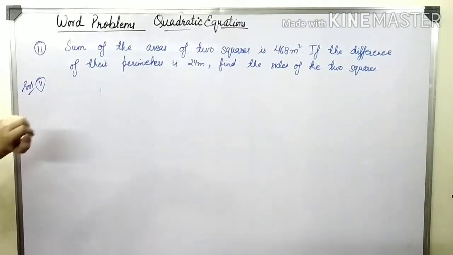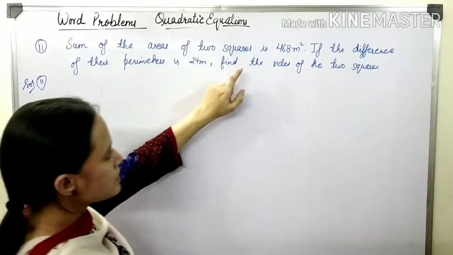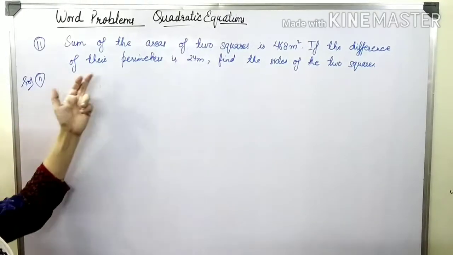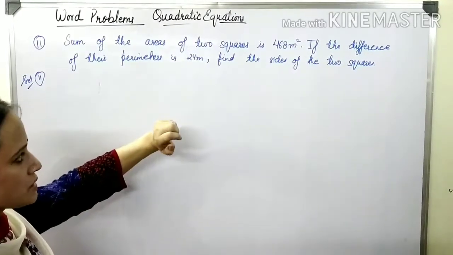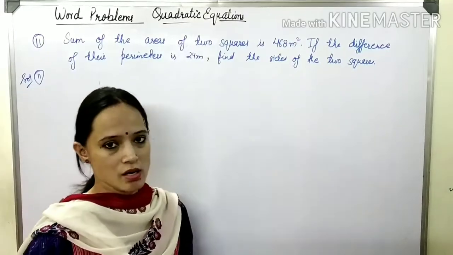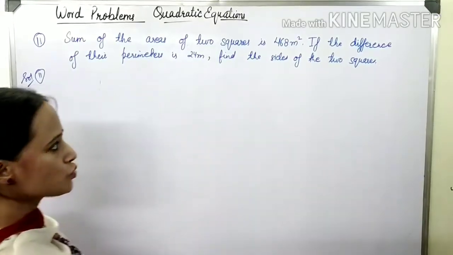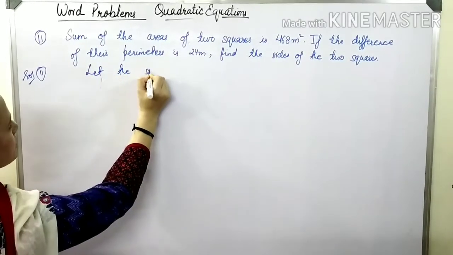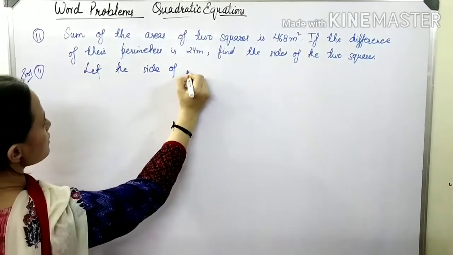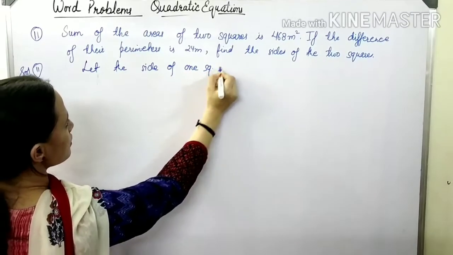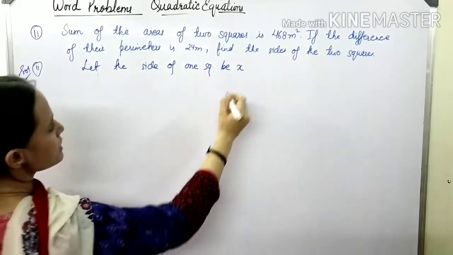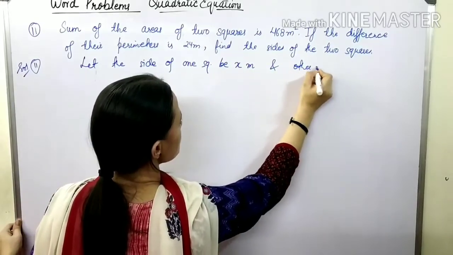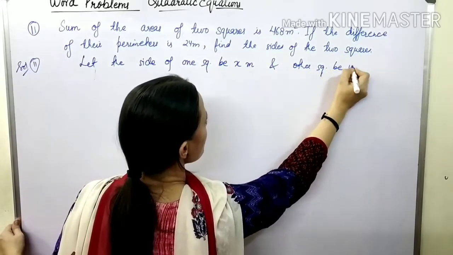Question number 11 is the sum of the areas of two squares is 468 meters square. If the difference of their perimeters is 24 meters, find the sides of the two squares. So let us assume the sides of the two squares first. Let the side of one square be x meters and the other square be y meters.